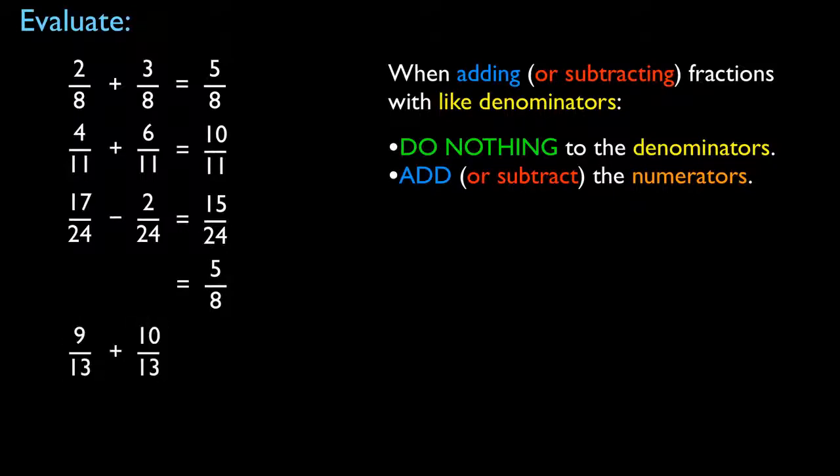Finally, 9 over 13 plus 10 over 13. When I add those, I leave the denominator alone because they're the same, and I add the numerators, and I get 19 over 13. Now I have a numerator larger than a denominator. I could leave my answer like that, but I do have the option to go to a mixed number. And so 13 fits into 19 once with 6 left over. So 1 and 6/13. That's all I want to talk about on this, because it's really a straightforward concept.